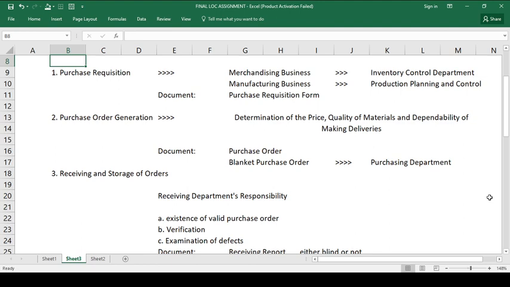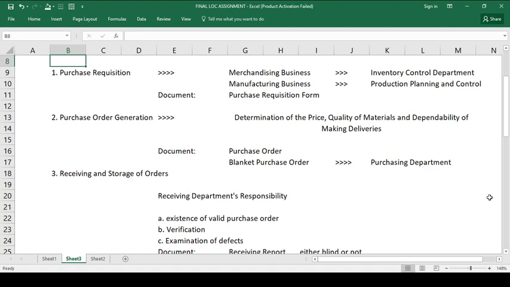Okay? So that's it. A purchase order determines the price, the quality of materials, and the vendability of making deliveries. In a purchase order, guys, we try to identify the price and the quantity of materials needed. Kasi naka-stipulate naman sa purchase order kung magkano ang presyo ng bawat isang inventory na kailangan ng supply, or raw materials in a particular production na needed.